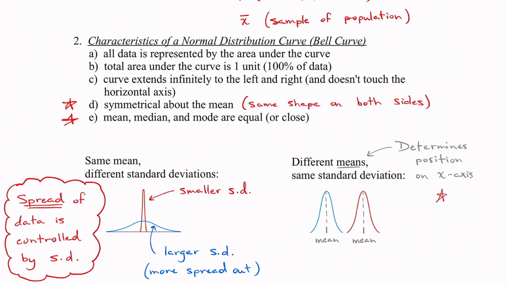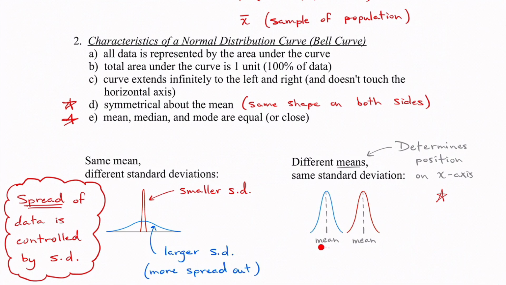You could also have, say, different means or different averages. And your mean, that's what determines the position on the x-axis. So if you had different means, you'd have a mean here and say a mean here. But maybe they have the same standard deviation. That means they've got the same spread, so they're going to have kind of the same shape.